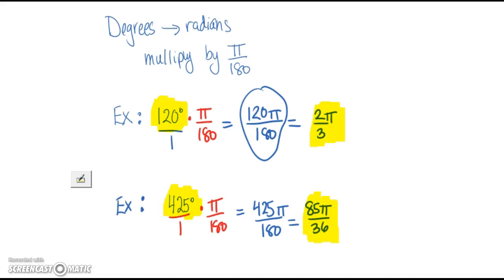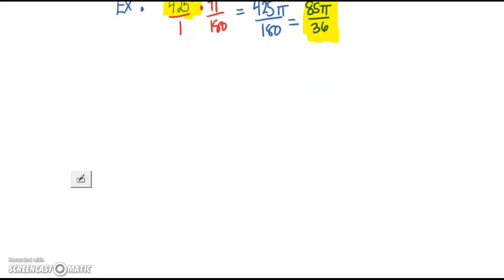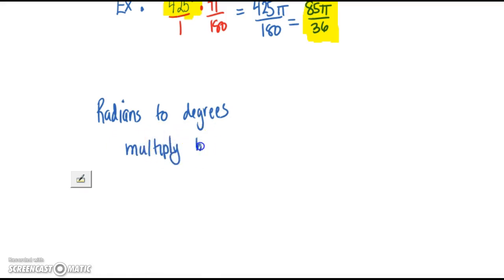Suppose we want to convert the other way, so we're converting from radians to degrees. Let's look at an example of that. So when we're converting from radians to degrees, we want to do something very similar, but this time we're going to multiply by 180 divided by pi. Previously it was pi over 180, now it's 180 over pi.